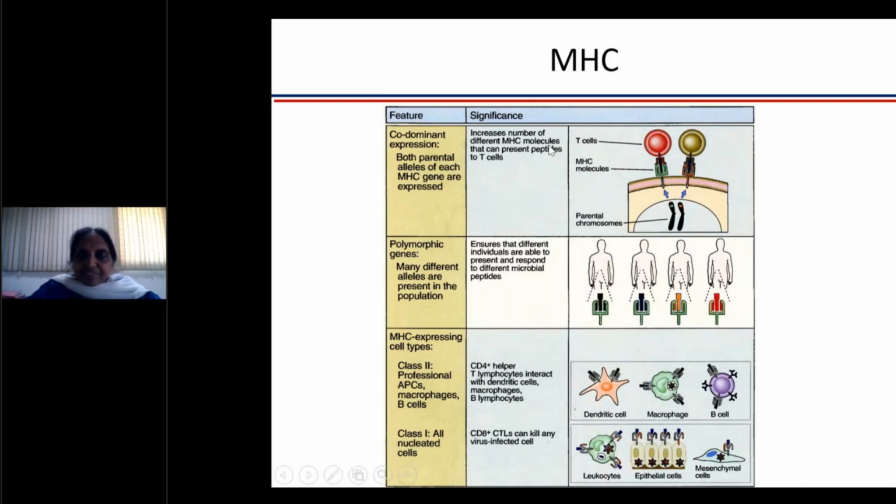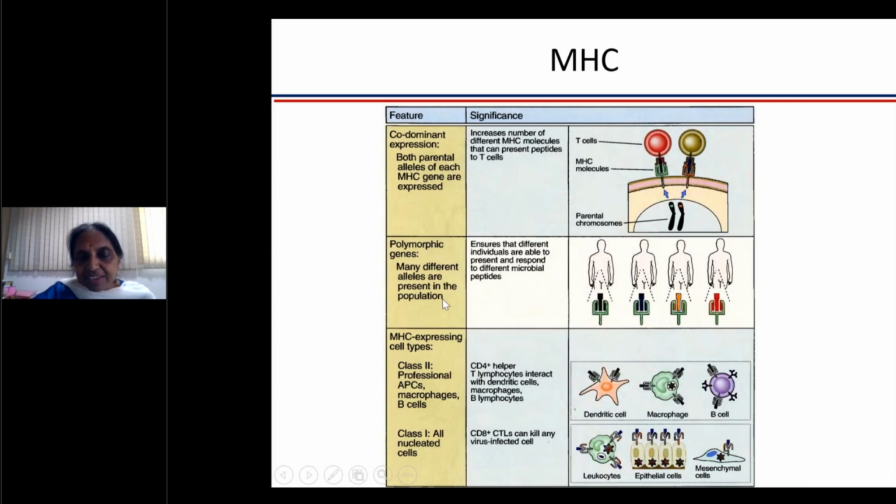So why is it there? It is there because this gives us an advantage. Suppose I have 12 different HLA molecules: 2 DR, 2 DP, 2 DQ, and HLA-A, B, C, 6 types. So I have more chance that I can present different forms of peptides or antigens to the T cell. If I had only half of it, the capacity would have been less. So this basically increases the number of different molecules that can present peptide to the T cell.